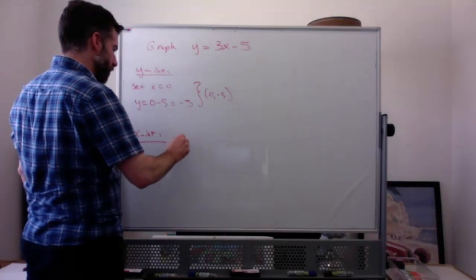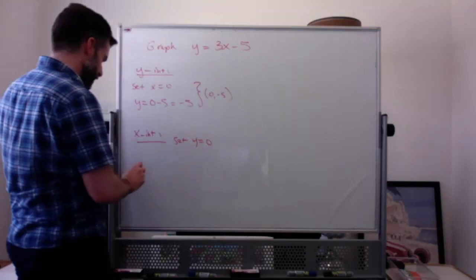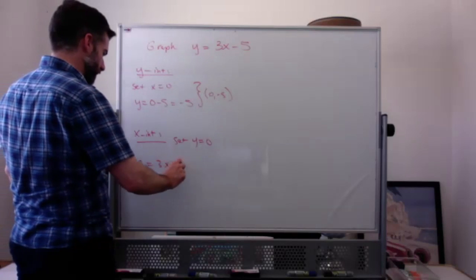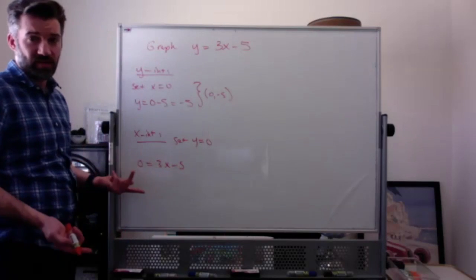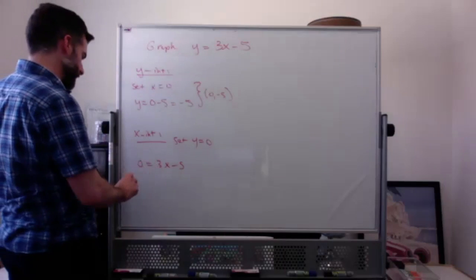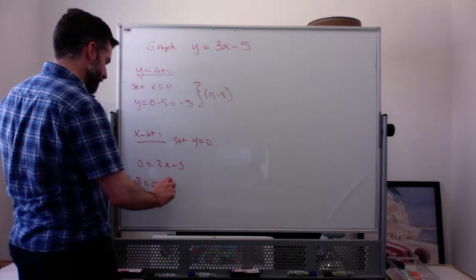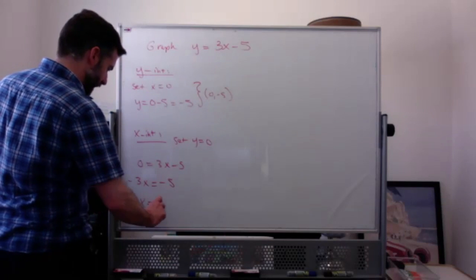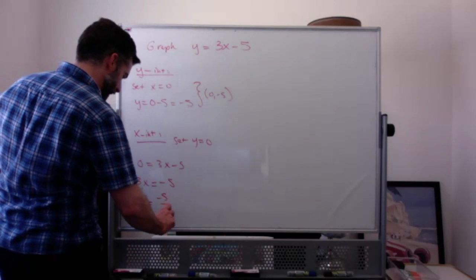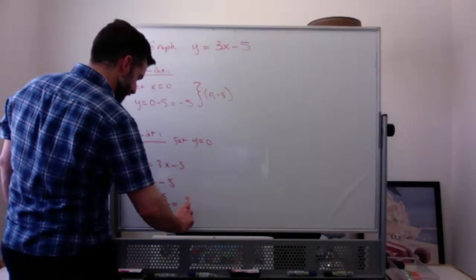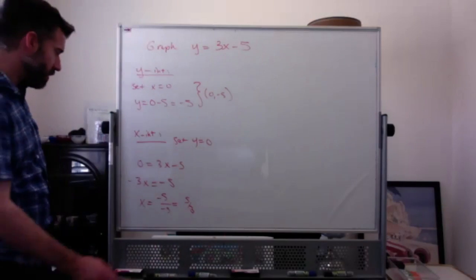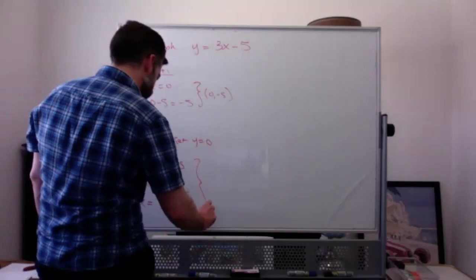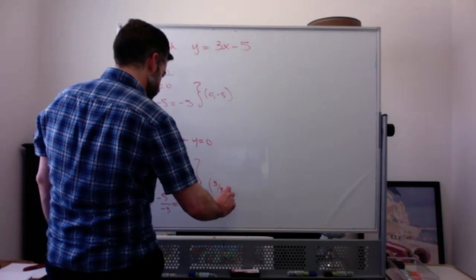We're going to set y equal to 0. So 0 equals 3x minus 5. You can bring either thing to the left. Let's bring 3x as negative 3x to the left, equals negative 5. And then divide both sides by negative 3 to get x equal to negative 5 divided by negative 3, which is positive 5/3. So my x-intercept is (5/3, 0).